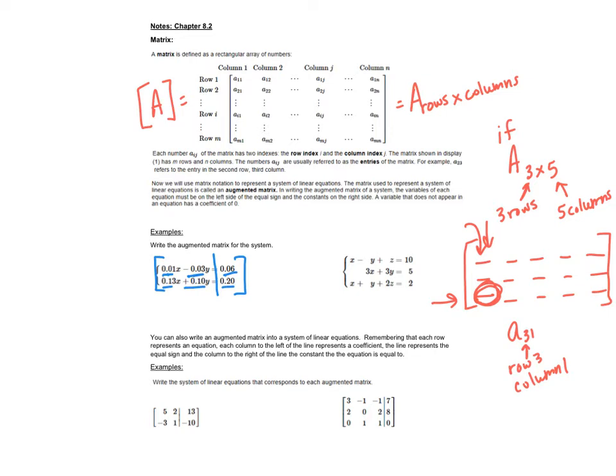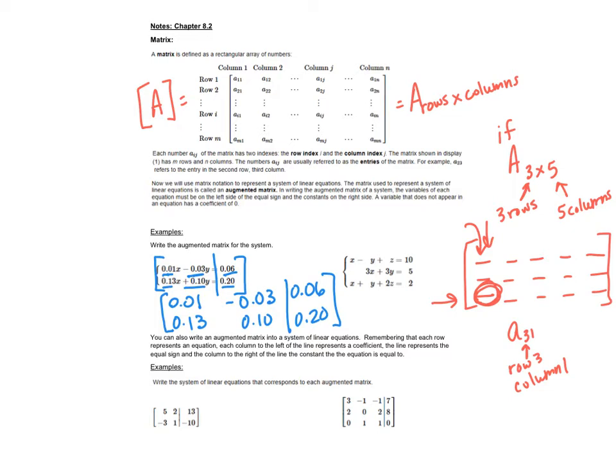So if I were writing this, I could have my matrix as 0.01, 0.13, negative 0.03, 0.10, draw my line for my equal sign, 0.06, 0.20. And that would be our augmented matrix, right? So all we're basically doing is we are losing the variables, losing the equal sign, and now we've got the same representation, okay?